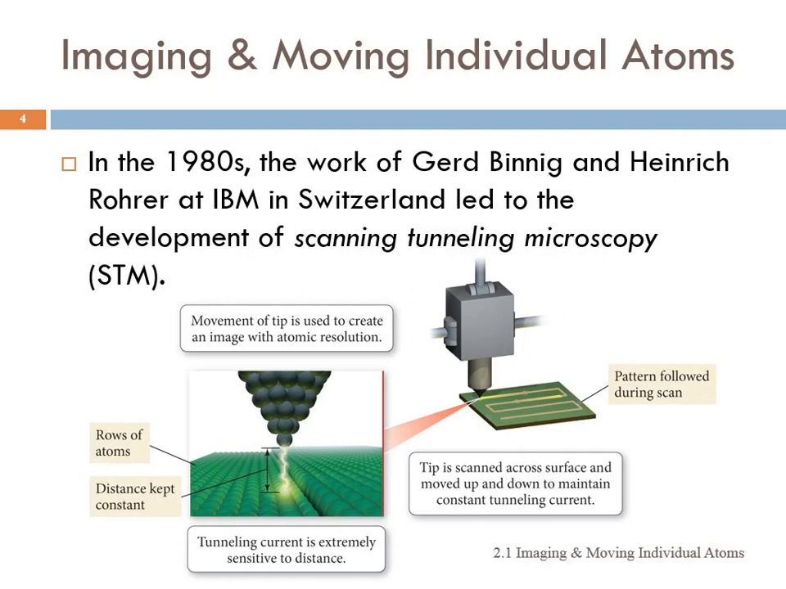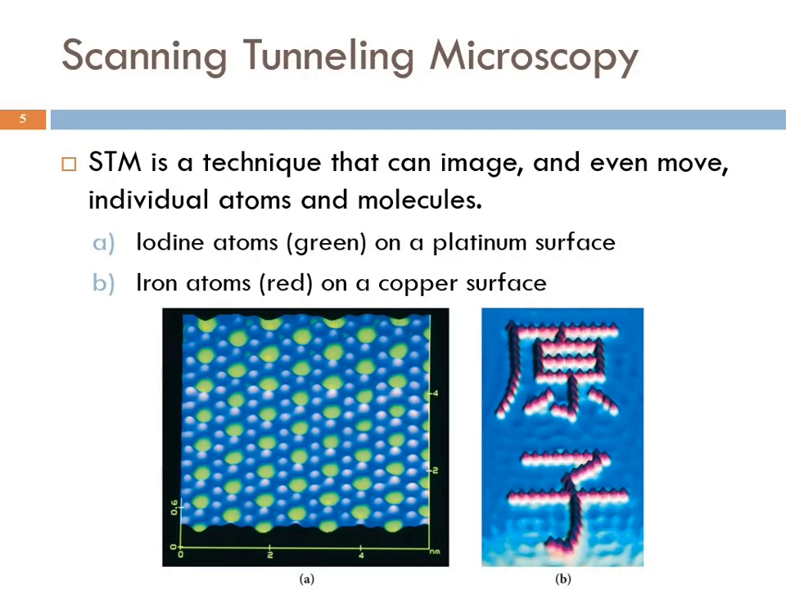So this is a microscope, but it's not a visual microscope. There's no lens, there's nothing that you see. It's not just amplified vision. It's actually using a current of electricity to measure height differences. With this instrument, we can image and even move individual atoms and molecules. These are the sorts of pictures that you can get from a scanning tunneling microscope. These are the best images that we can get of individual atoms.